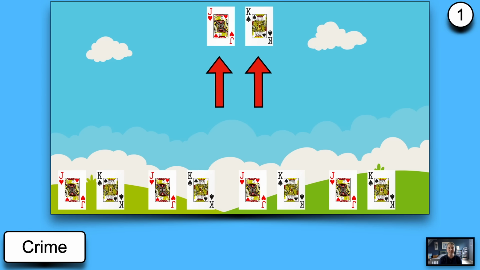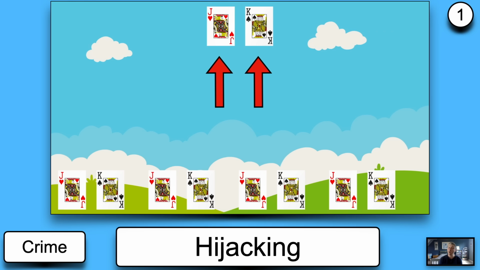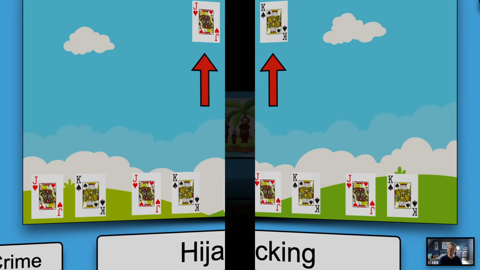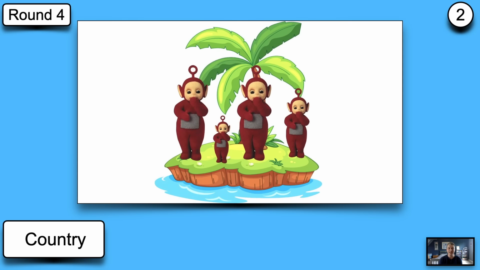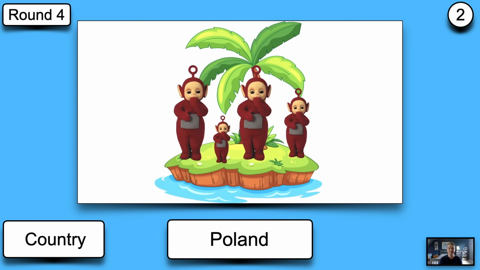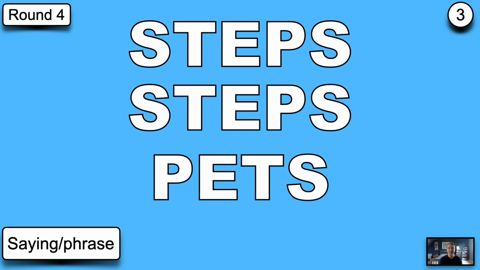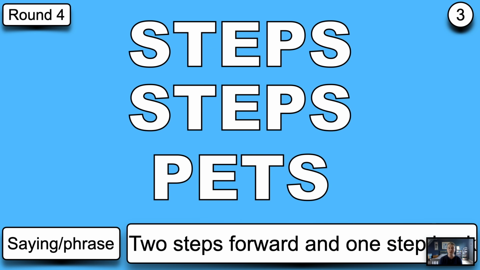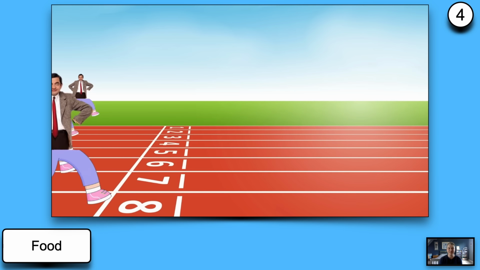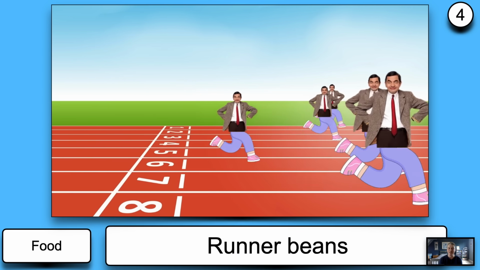The answers for the pictogram round number one, the crime, well done if you got this one, is hijacking. And number two, the country is Poland. Number three, the saying or phrase is two steps forward and one step back. And number four, the food. Oh dear, I need to grow up. It is runner beans.